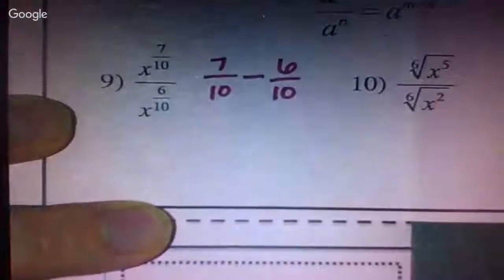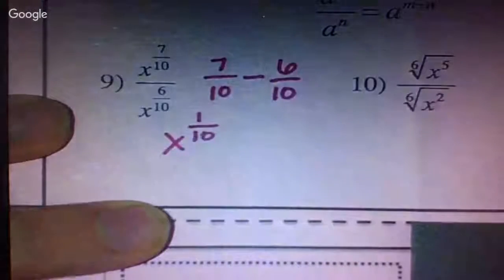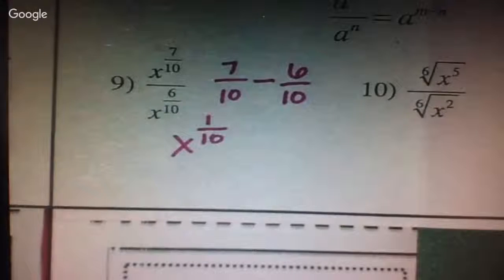When I get to a problem like number 9 and I'm dividing, as long as they have a like base, I subtract my exponents. So 7/10 minus 6/10, x to the 1/10. 7 minus 6, top minus the bottom. Here's my question though. If I would have ended up with negative 1/10, remember you can't keep a negative exponent. So what do I do if I'm left with this?